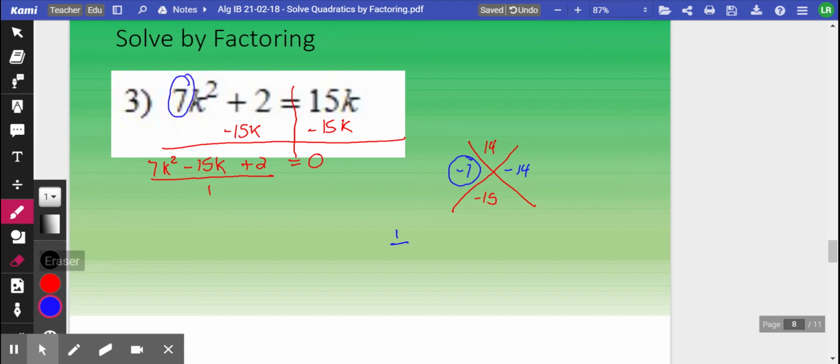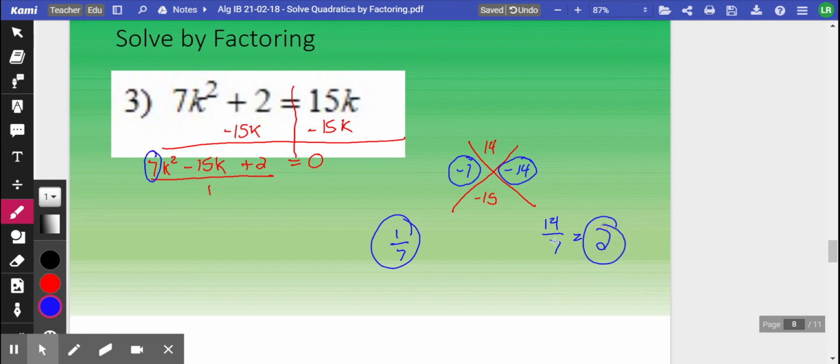Oops, I don't want to look there. Apologize. A value is 7. So 1/7. Boom, there's one solution. Opposite, that's going to be +14, divided by the A value, so divided by 7. And that's going to be +2. Look at there. I have my two solutions. Okay.